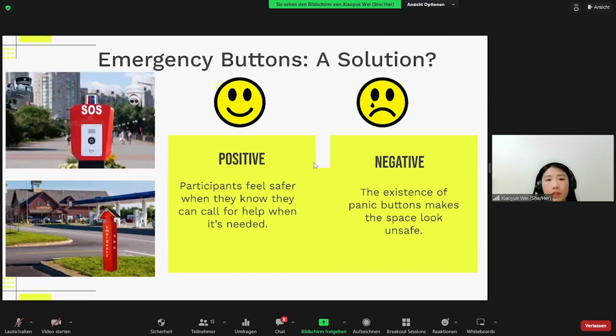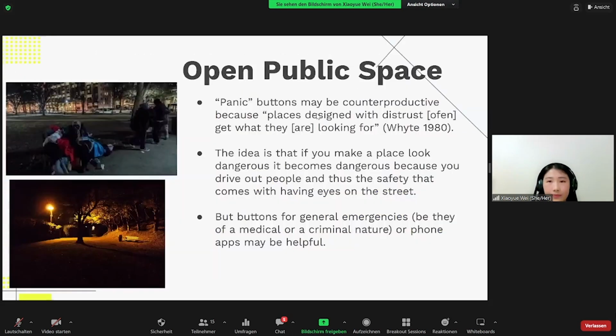Some participants suggested that emergency buttons can be a solution because they will feel safer when they know they can call for help when it's needed. However, some participants also reported that the presence of the panic button itself can make the space look unsafe. So panic buttons may be counterproductive because places designed with distrust get what they're looking for.